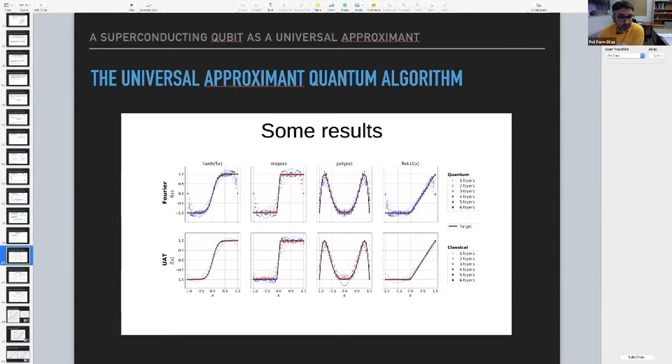Here I'm showing the hyperbolic tangent, the step function, polynomial, and then the ReLU, which is used in neural networks, which is zero for negative values of x and is equal to x for positive values. And you see for different layers, this is the degree of the approximation. The more layers we implement, the closer it is to the real function. The real function is plotted in black in the background. And you see that this algorithm works well for both sets of decomposed functions.